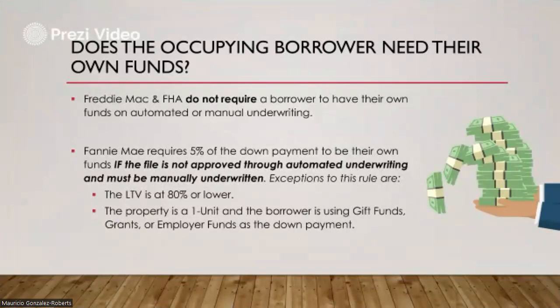If the file is not approved through automated underwriting, then Fannie Mae will require that the borrower have at least 5% of their own funds in the transaction. There are two exceptions to this rule. One is that the LTV, or loan to value, is 80% or lower. And the second one is if the property is a one-unit and the borrower uses a gift or a grant or employer funds as down payment.